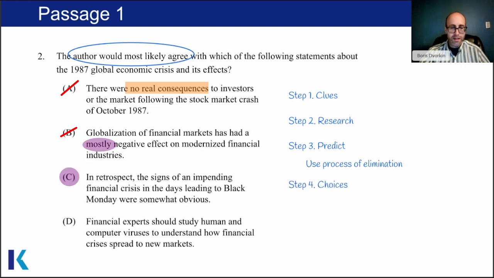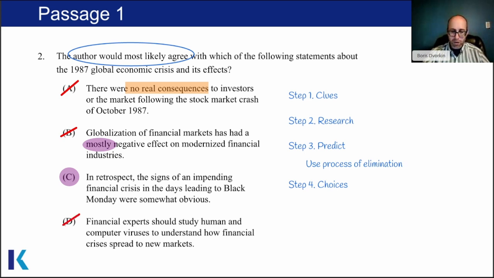For the record, choice D says, financial experts should study human and computer viruses. That's, again, one of those choices where it's like, oh, I remember it saying something about viruses. But that wasn't the point of the paragraph. It was just a simile. It was not actually indicative of what we're supposed to be doing to prevent crashes in the stock market. So D doesn't make any sense. We're going to cross it off.